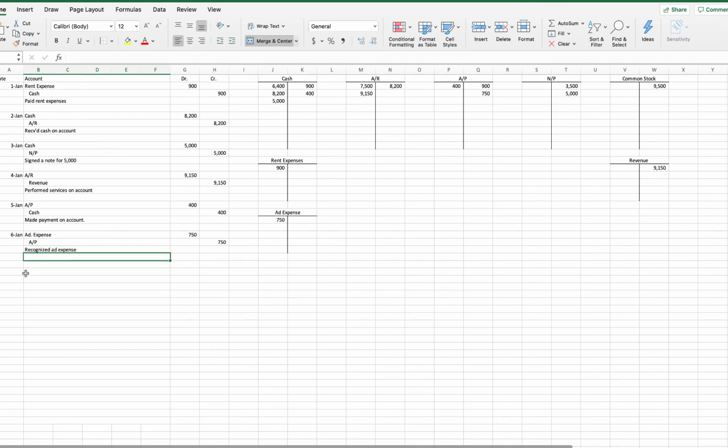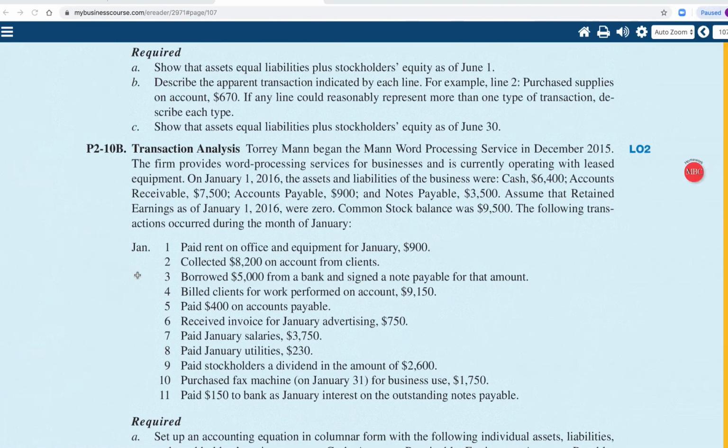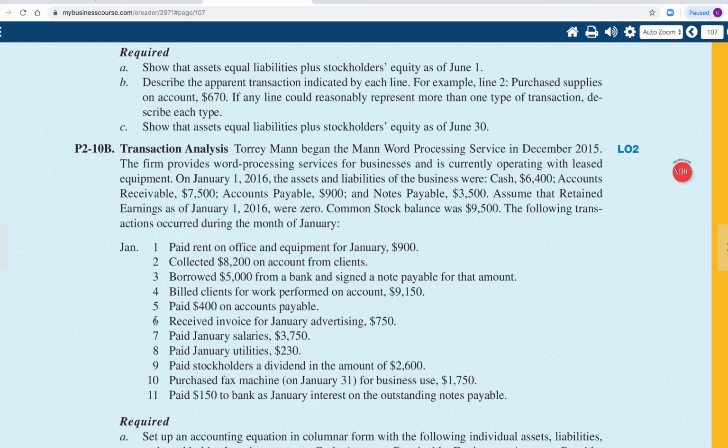I'm good. Next thing I need to do, skip a space, and I need to get ready for the next journal entry. Well, that happened on 1/7. What did we do on 1/7? We paid January salaries, $3,750. So just by reading this, we already know the dollar amount. We can easily identify that, $3,750.